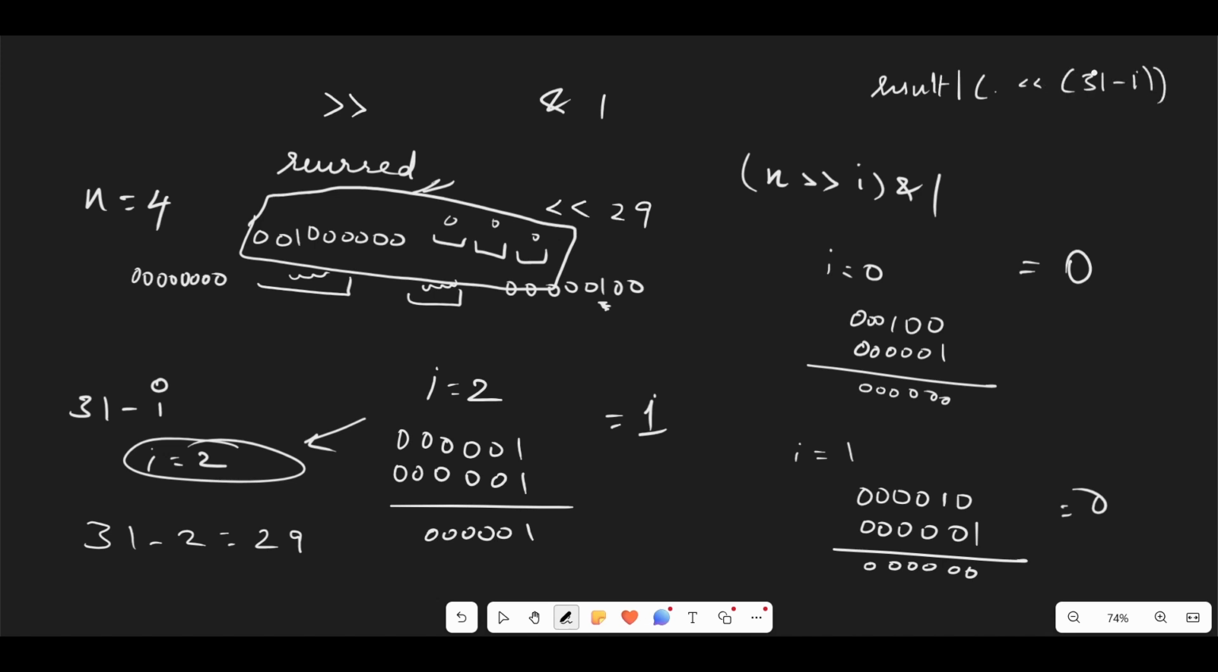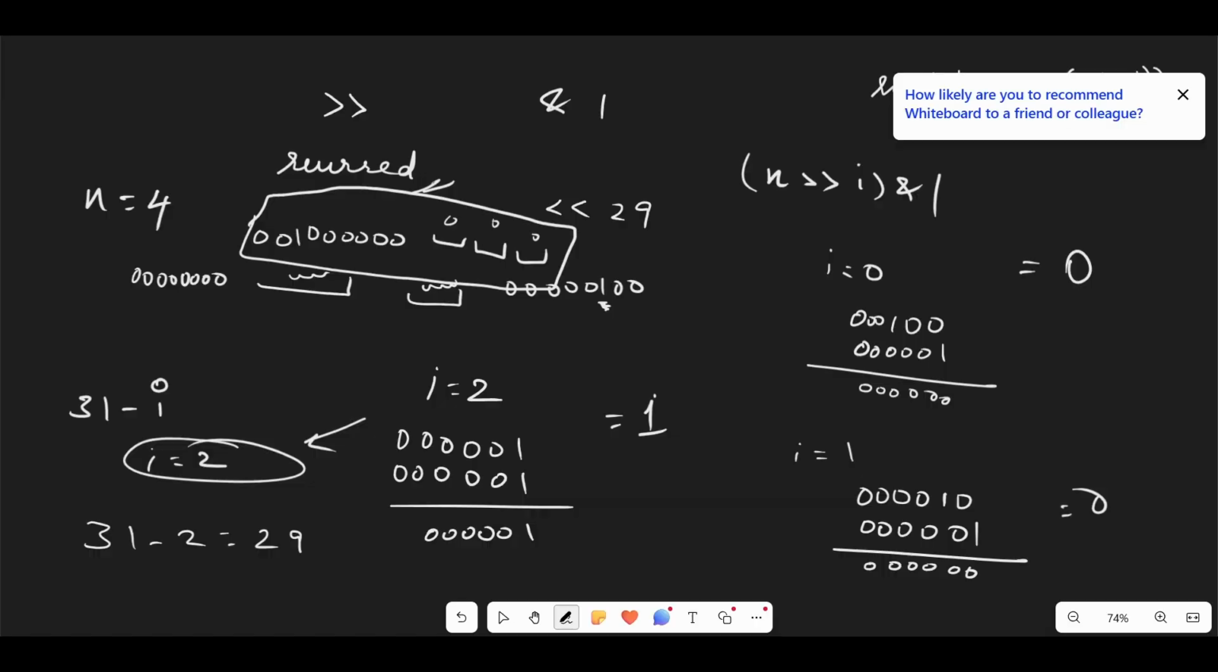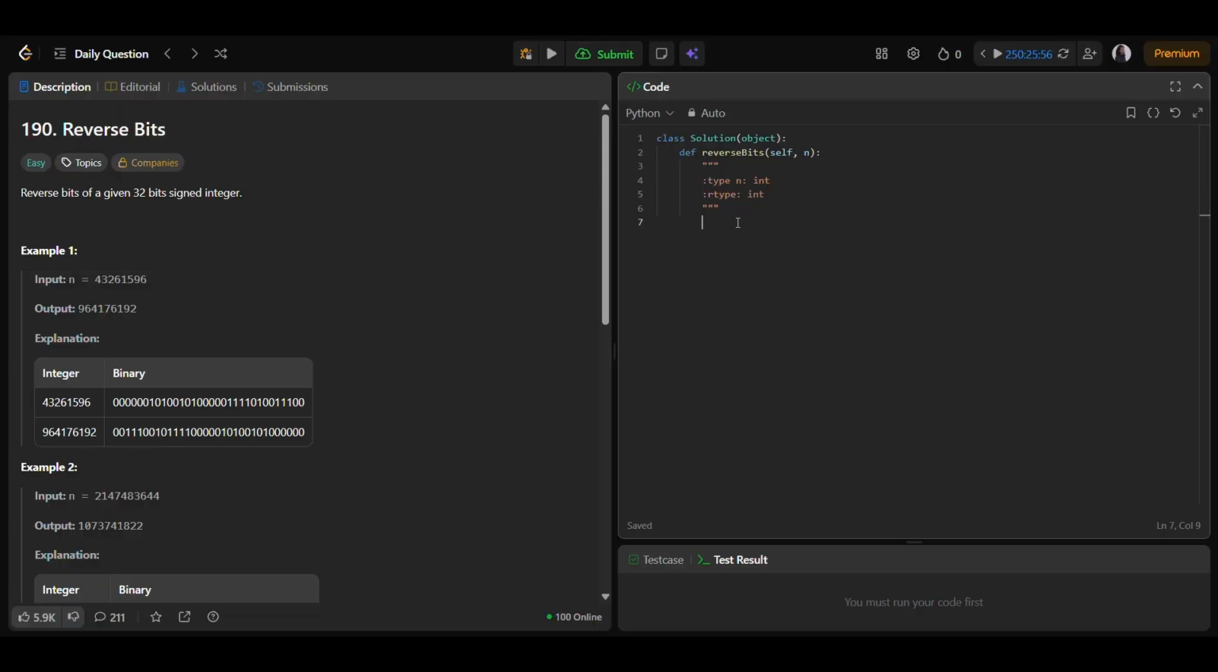First we initialize a result variable to 0, and then we loop through the entire 32 bits, like for i in range of 32. We extract the ith bit. Like we saw before, bit is equal to n shifted i times to the right and ANDed with 1.